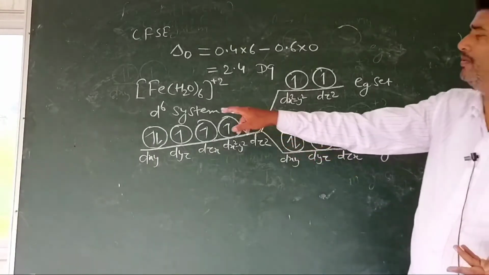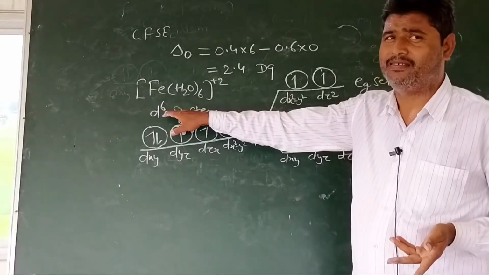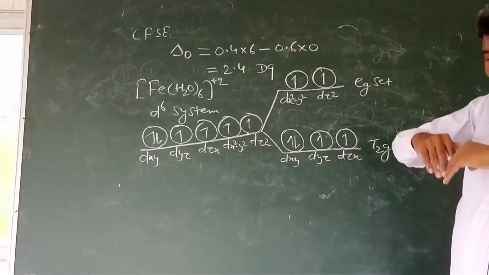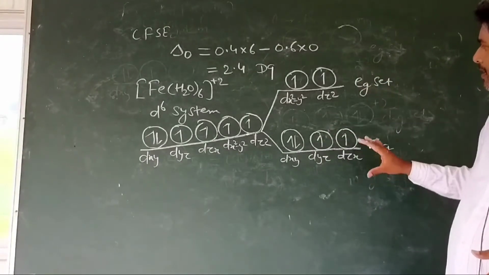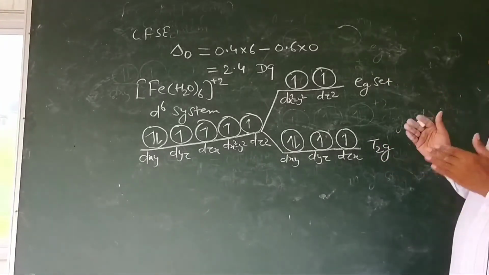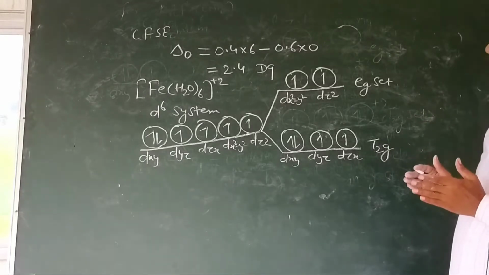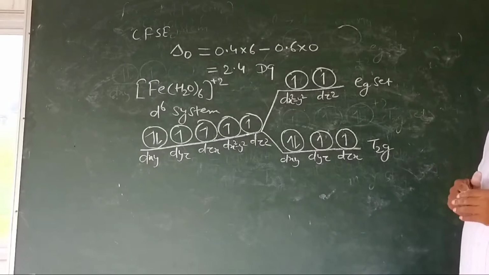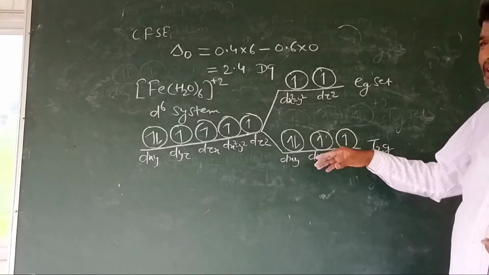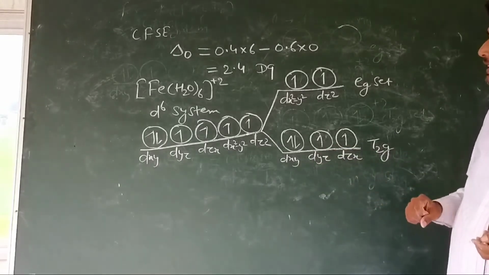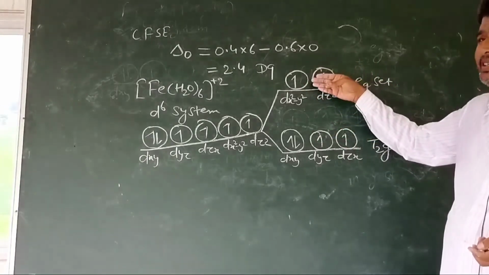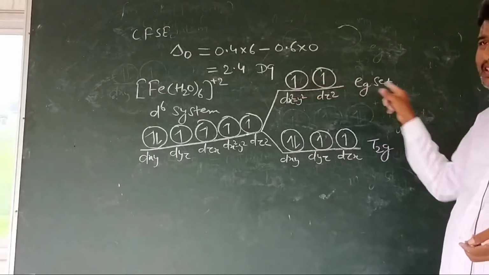Now all the 6 electrons of d of the given compound have been completely distributed in the possible EG state and T2G state. After this, we will calculate the crystal field stabilization energy. Each electron in the T2G state stabilizes by 0.4 Dq, while each electron in the EG state destabilizes, decreasing the stability by 0.6 Dq.